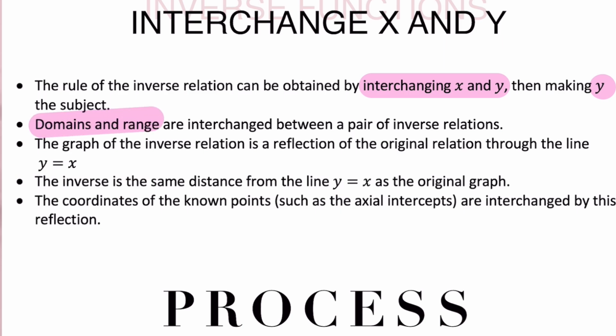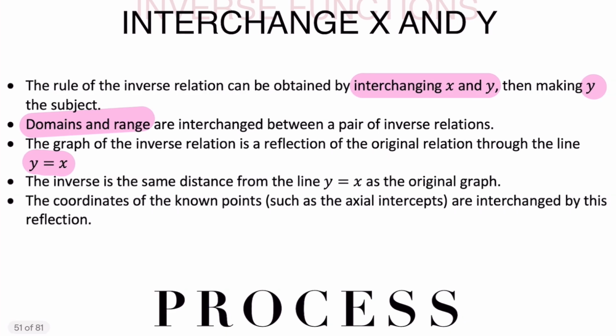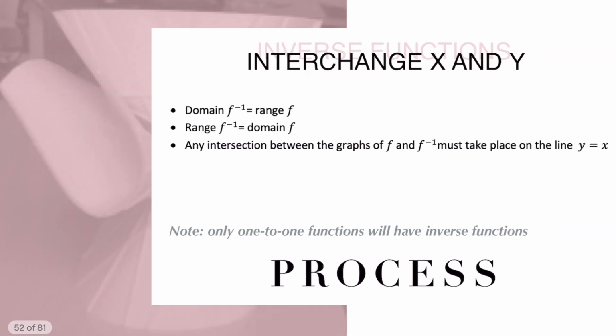They just flip. The graph of the inverse function is a reflection of the original relation through the line y equals x, so that's what's acting as our mirror. The inverse is the same distance from the line y equals x as the original graph. We'll talk about that visually in a bit. The coordinates of the known points are interchanged by this reflection. So as long as you always swap your x and y values, that will result in a mirror reflection in the line y equals x.